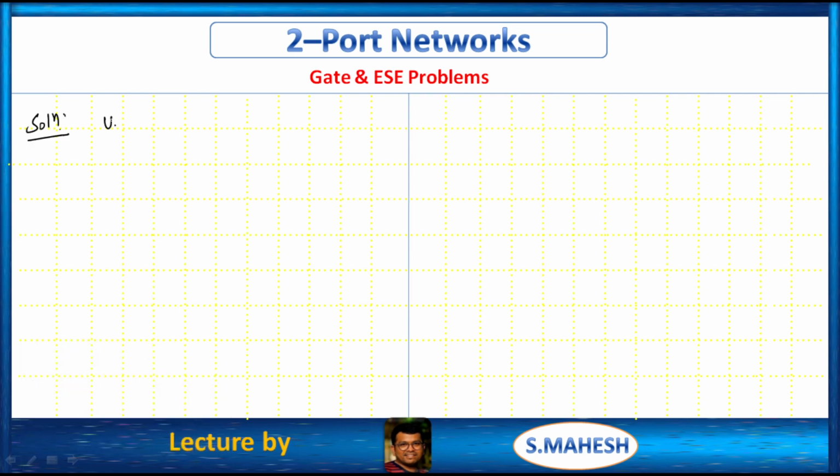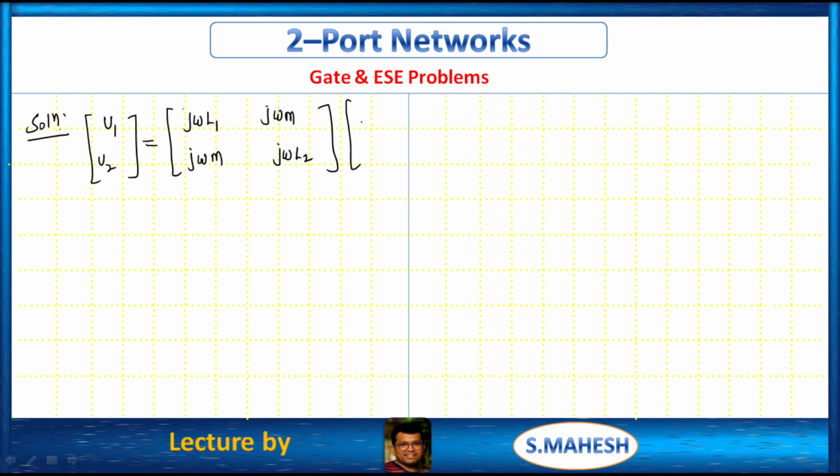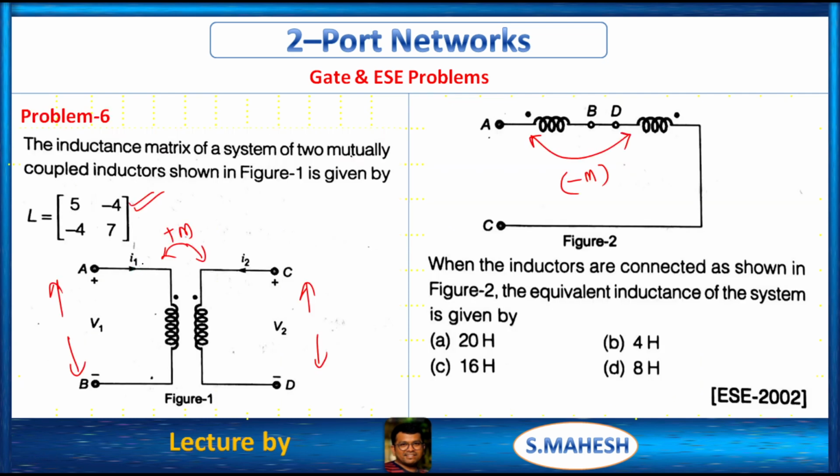Solution. By using the frequency domain, we can write directly. This is j omega L1. This is j omega M. Why only j omega M? Because M is positive, right? j omega M. This is j omega L2. That's it. This is I1, I2. Clear?